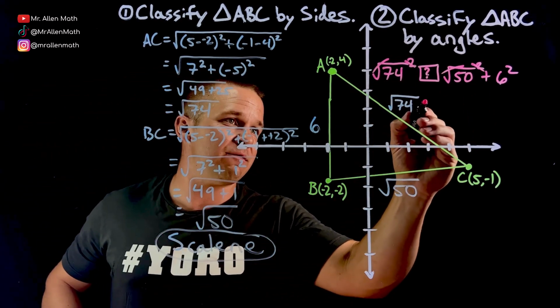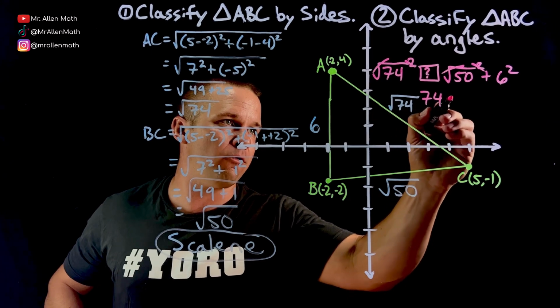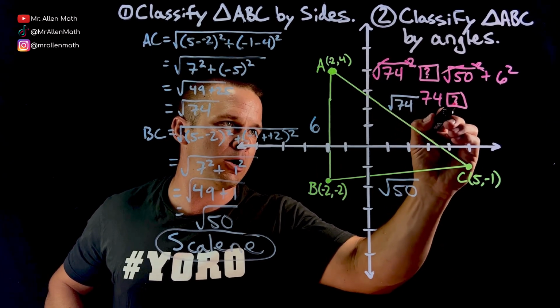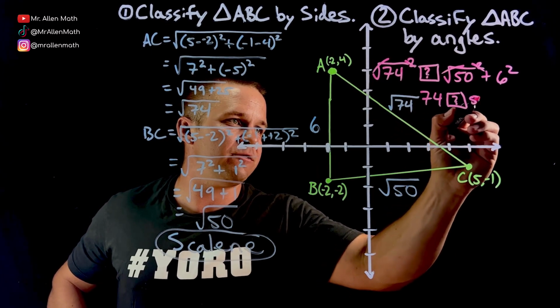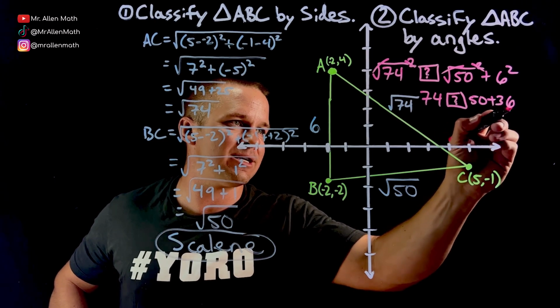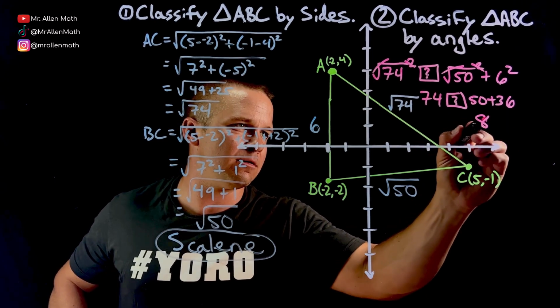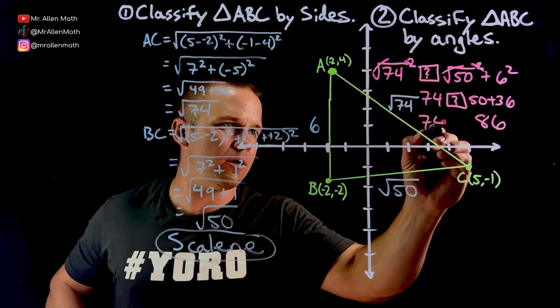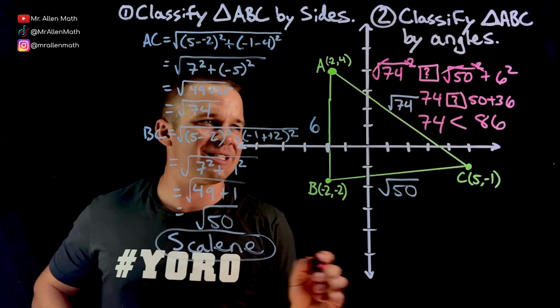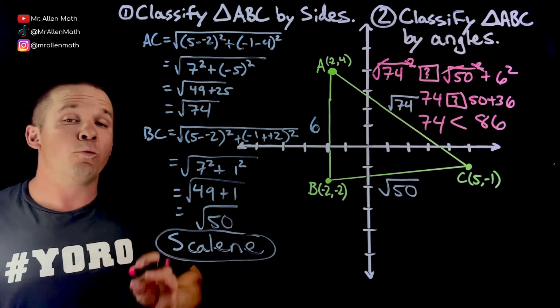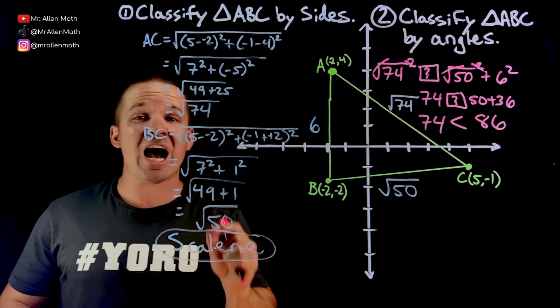So now I have 74, box with a question mark, and then we got 50 plus 36. So I've got 86 here, and I got 74. So I know that 74 is less than 86, which means that this has to be acute.